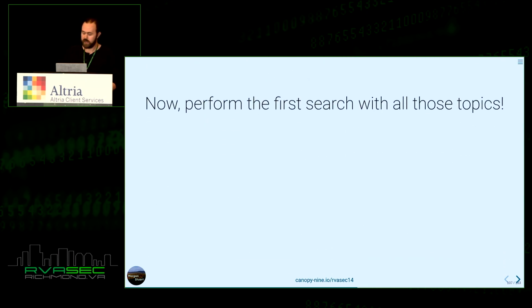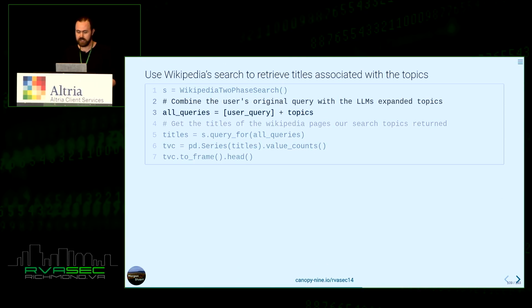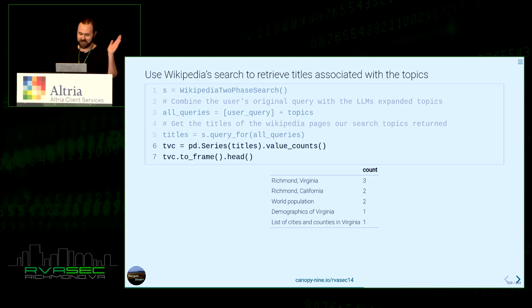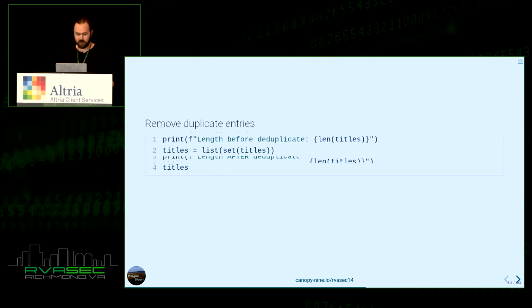All right, so now we can perform our first search. There's a Wikipedia class in there that we're going to use, pretty basic. The key here is we're going to take the user's query as well as the expanded topics, and we're going to search all of them. And then just a little bit of data science, not really, just the count of the pages that we get returned. And this makes sense. We hit Richmond, Virginia 3 times with some of those queries. We got Richmond, California, world population, et cetera, et cetera. And then a graph or a plot, why not?